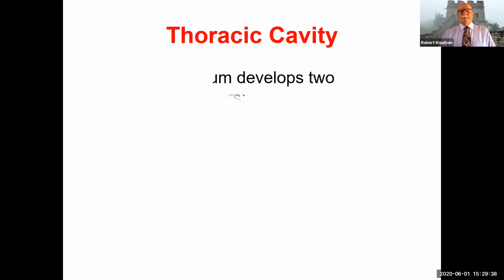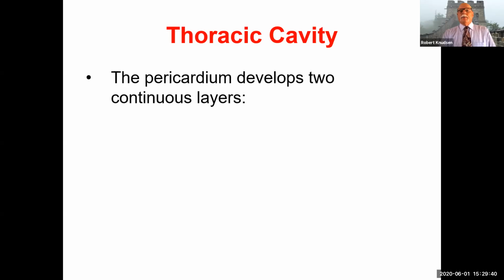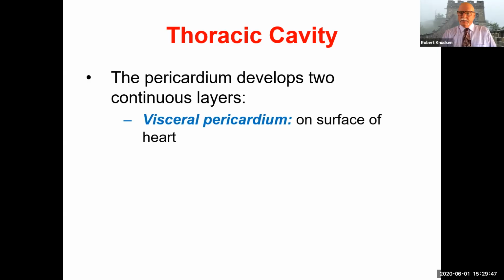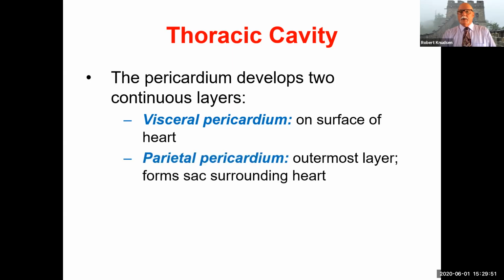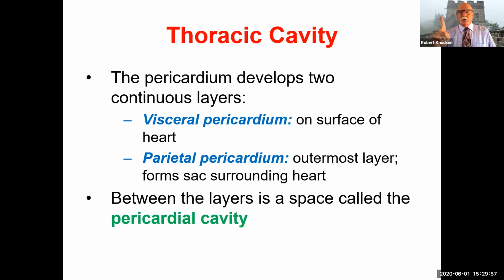Thoracic cavity, again. The pericardium is the sac that goes around the heart. It's two layers. Inside one is visceral, outside one is parietal, pericardium. All good. Straightforward. Okay? The space in between, now this is incorrect.